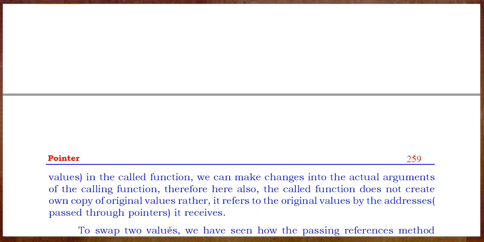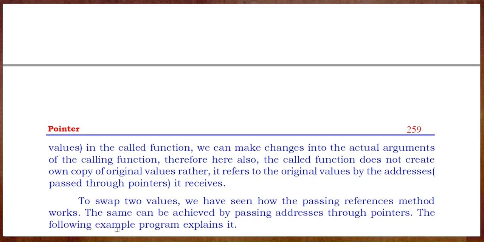Instead of creating a copy of A and B, the function gets the address of A and the address of B through other variables, like pointers. Now we are using X and Y. So whatever changes you make inside the function using the pointers X and Y, the formal arguments, directly operate on the actual arguments A and B. That will be explained with this program.